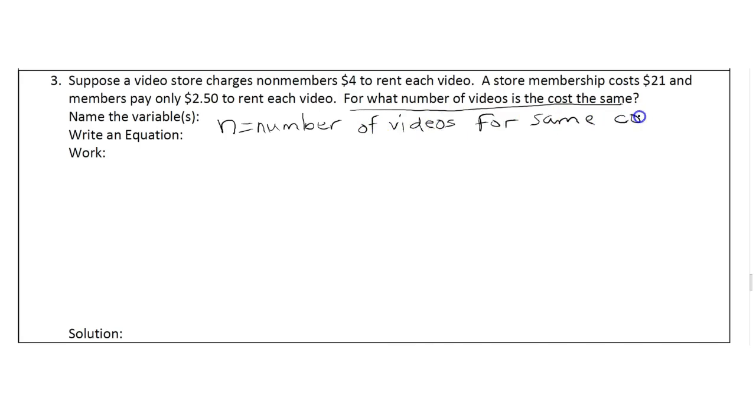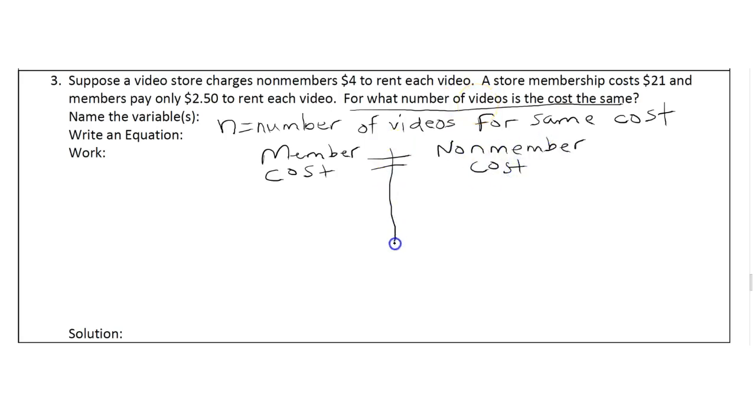Our equation is built into the question. We need to set the cost for members equal to the cost for non-members. So member cost equals non-member cost. Cost for members is $21 up front, so 21, plus $2.50 times the number of videos. Cost for non-members includes no upfront cost, but does include $4 times the number of videos.